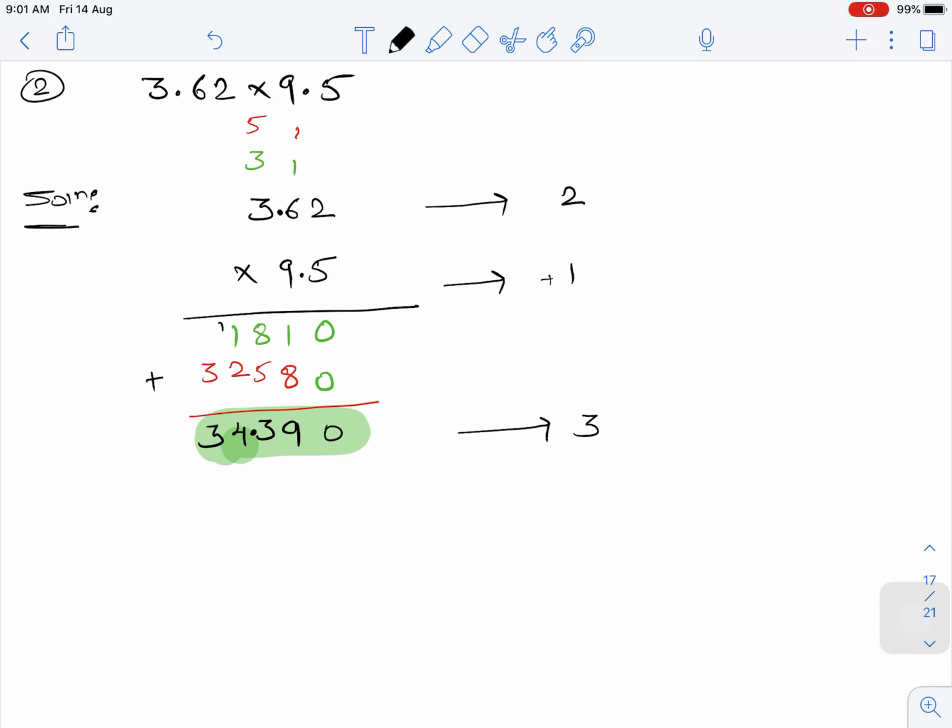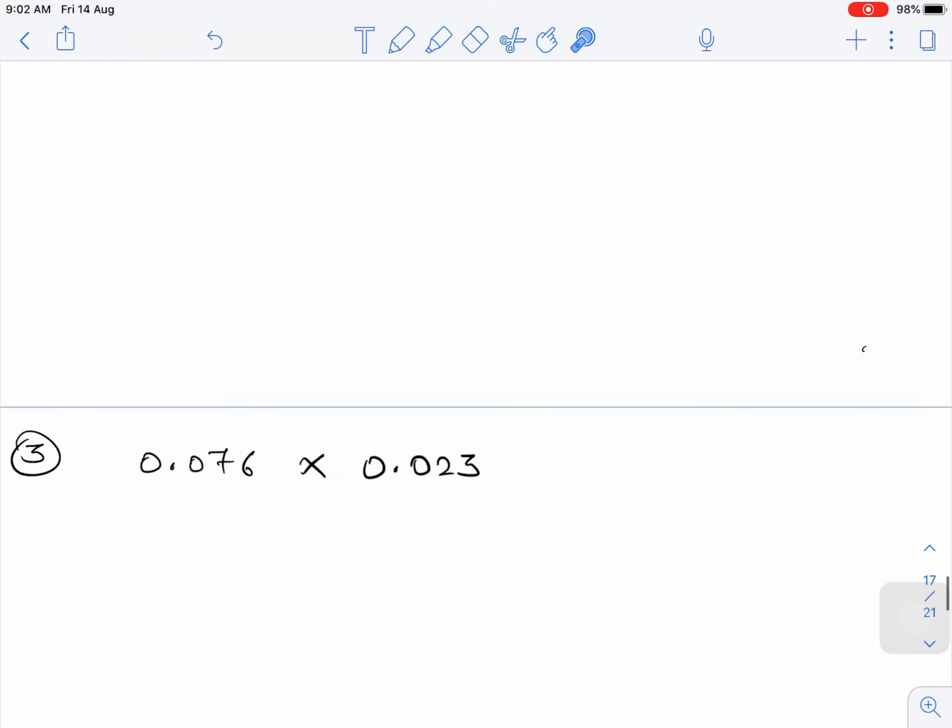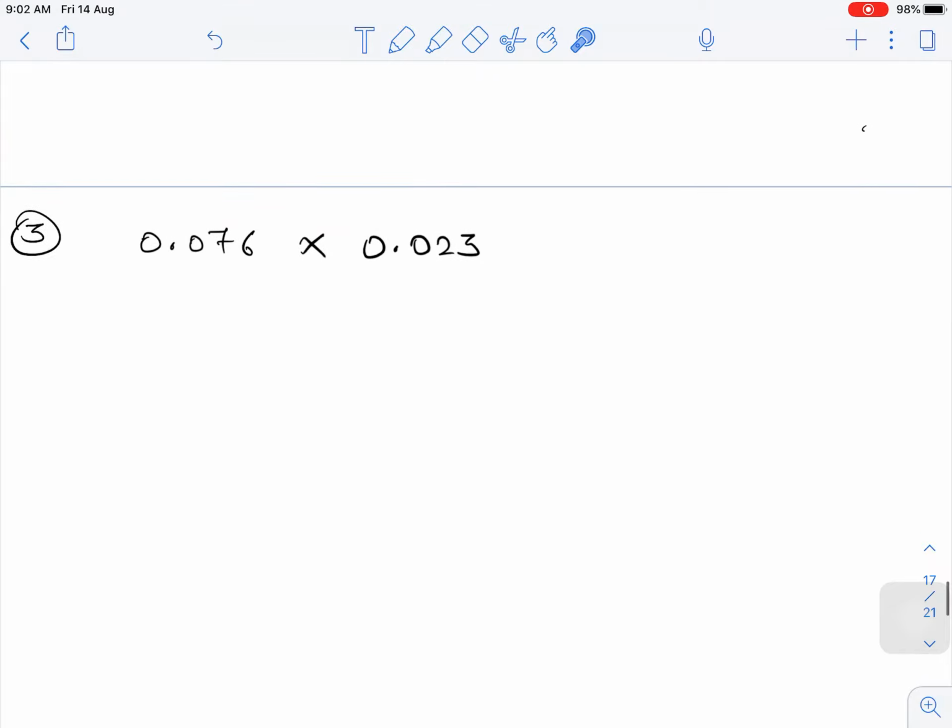34.39. Now remember that 34.390 is equal to 34.39. Why? Because once after the decimal, if zeros come at the last and you do not write them, it will not create any difference. Okay, remember this thing. Then next one, let us solve one more example the same way.